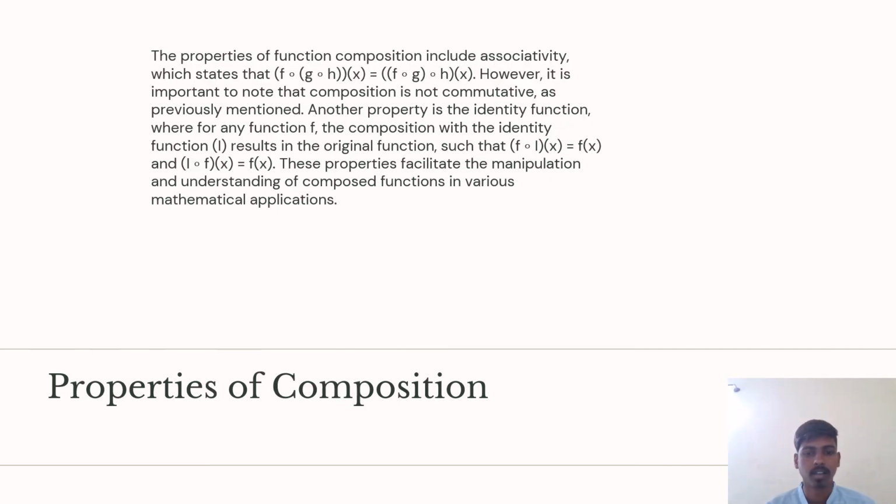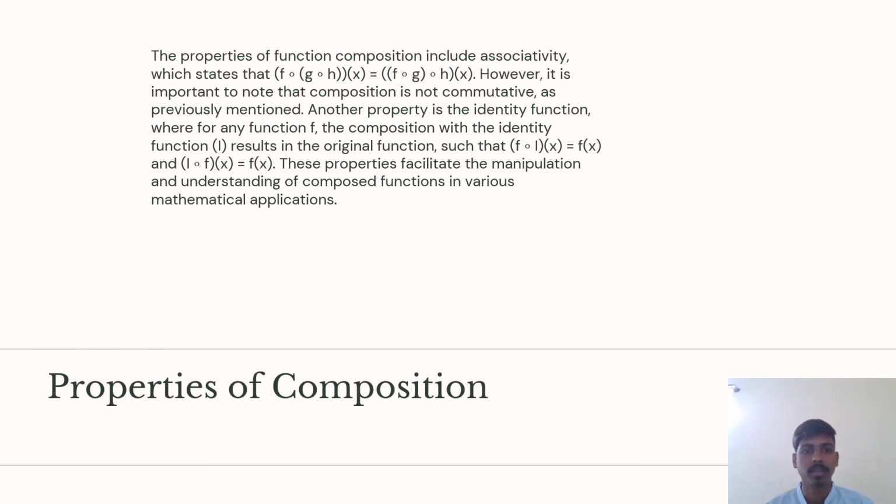Properties of composition. The properties of function composition include associativity, which states that f∘(g∘h)(x) is equal to (f∘g)∘h(x). However, it is important to note that composition is not commutative, as we saw in the last slide.